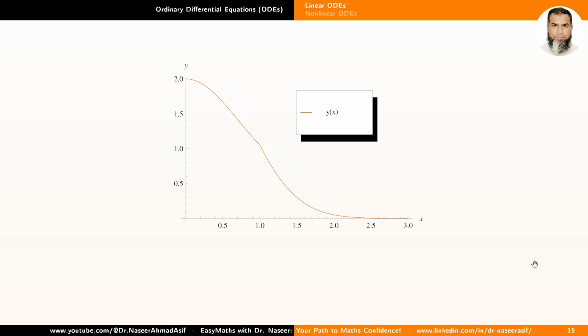Well, this is the graph of the solution of the initial value problem. The graph is continuous on [0, +∞). Also, the solution is differentiable on [0, +∞) except at x = 1.